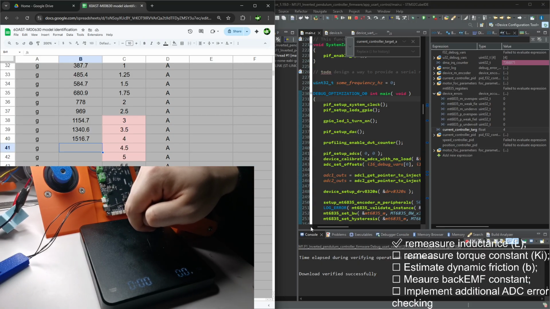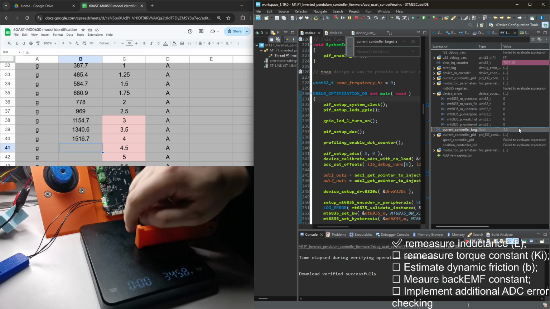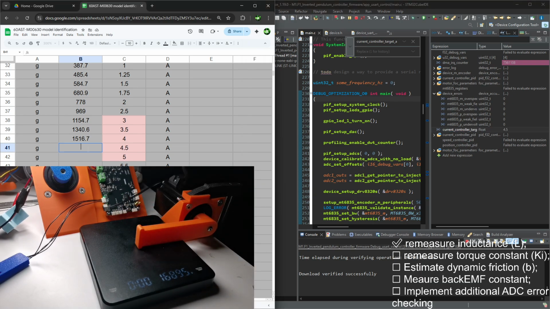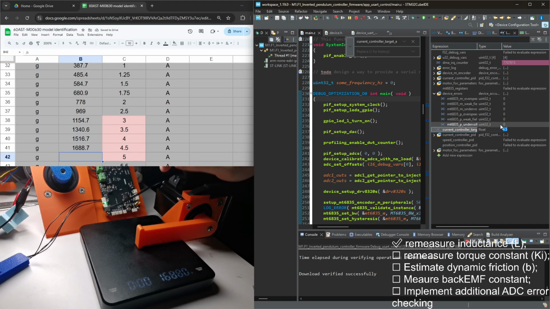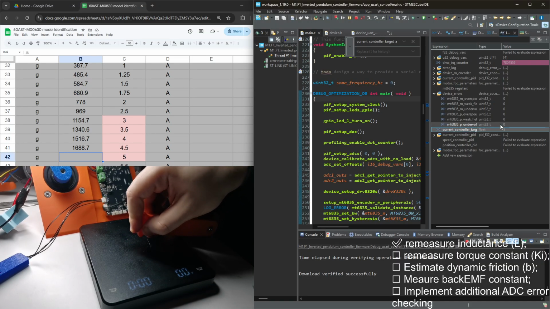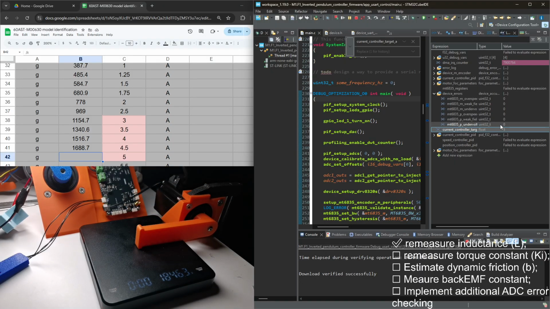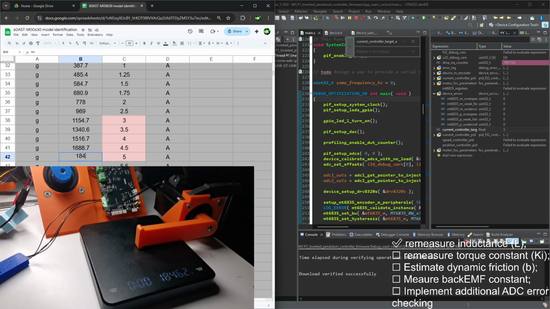And it's getting really hard to get it off. 4.5. Okay. Put it lightly. Perfect. 1688.7. 5 amps. Okay. It's getting heavier and heavier. Oh, crap. Okay. Oh, no. 1846.2. Can we go to 5.5?